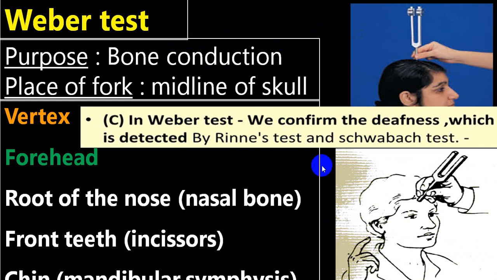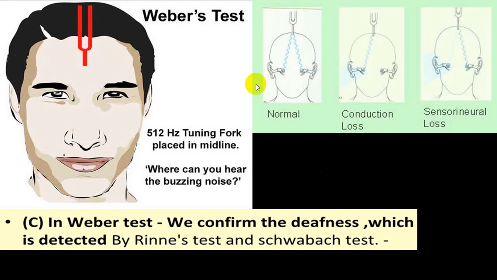Forehead is always better than vertex. So by and large, we put it on the forehead, and that will be very, very useful. You can utilize 512 frequency in Weber's test. So in a conductive deafness, it will be positive on the side of the damage, while in sensory loss, it will be to the opposite side.